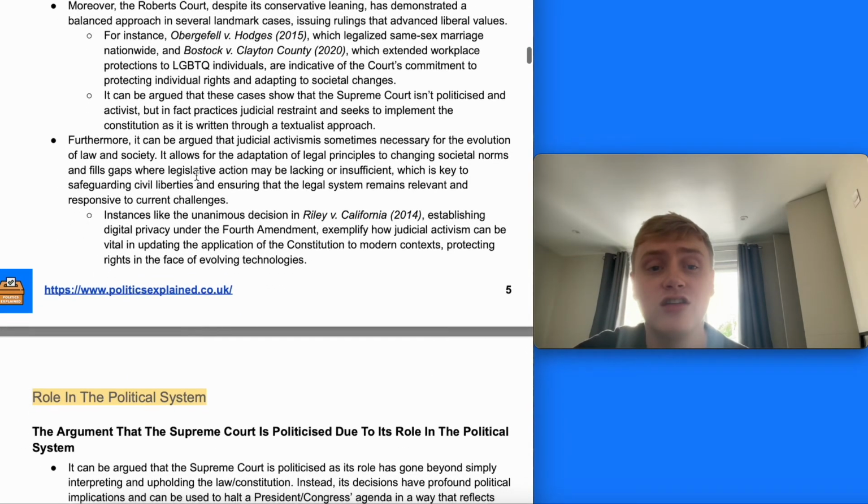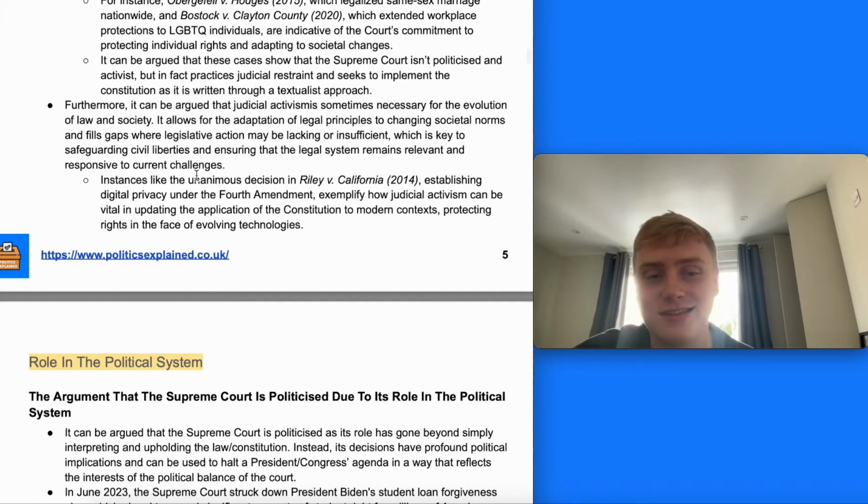Further, it can be argued that judicial activism is sometimes necessary for the evolution of law and society. It allows for the adaptation of legal principles to changing societal norms and fills gaps where legislative action may be lacking or insufficient, which is key to safeguarding civil liberties and ensuring the legal system remains relevant and responsive to current challenges. And that can be seen in Riley v. California, which effectively updated the interpretation of digital privacy and the Fourth Amendment to apply it in modern contexts.